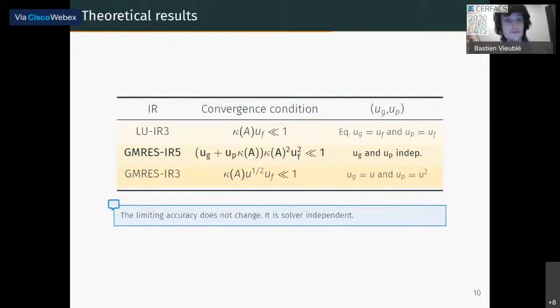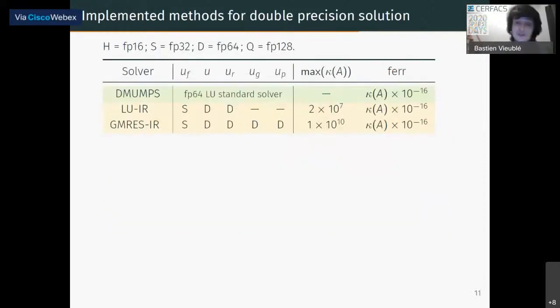It should be noted that the limiting accuracy does not change among these three algorithms, since it is solver independent. So here are a few methods for making a double precision solution. I display also the set of precisions in place in different iterative refinement variants, as well as their condition on kappa(A) and the error accuracy they provide.